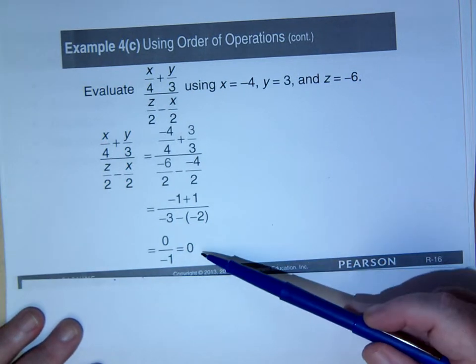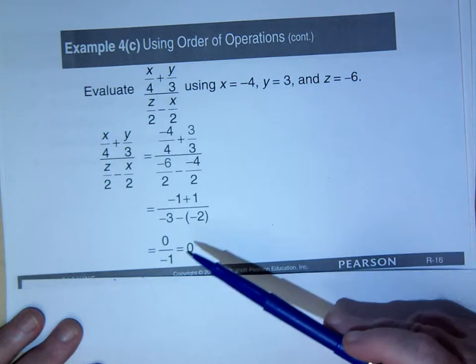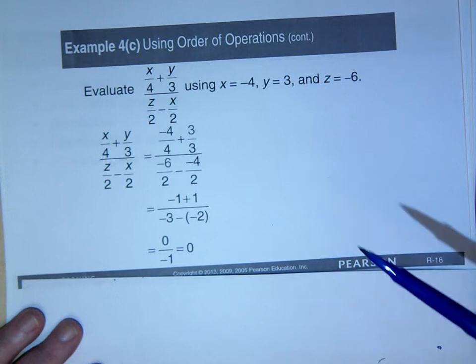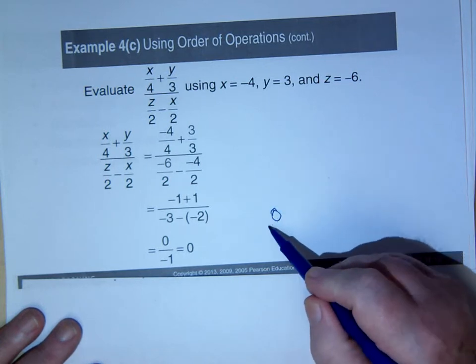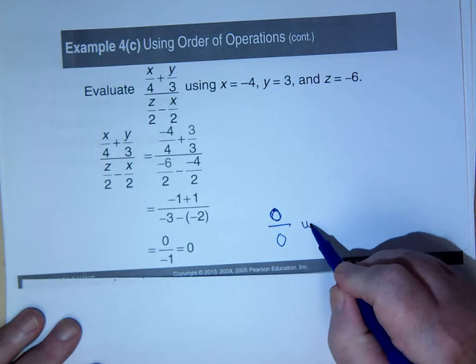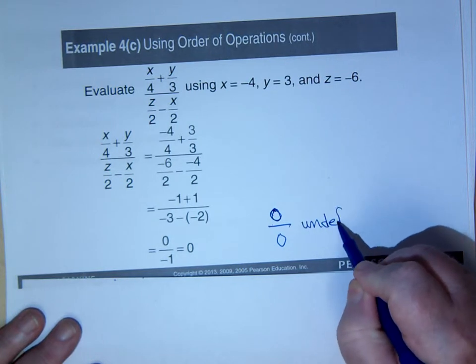You can't have the 0 in the denominator. We've talked about that, but you can in the numerator. Anytime it's 0 over a non-zero number, it's going to be 0. Students should note that 0 over 0 is not 1. 0 over 0 is called undefined.